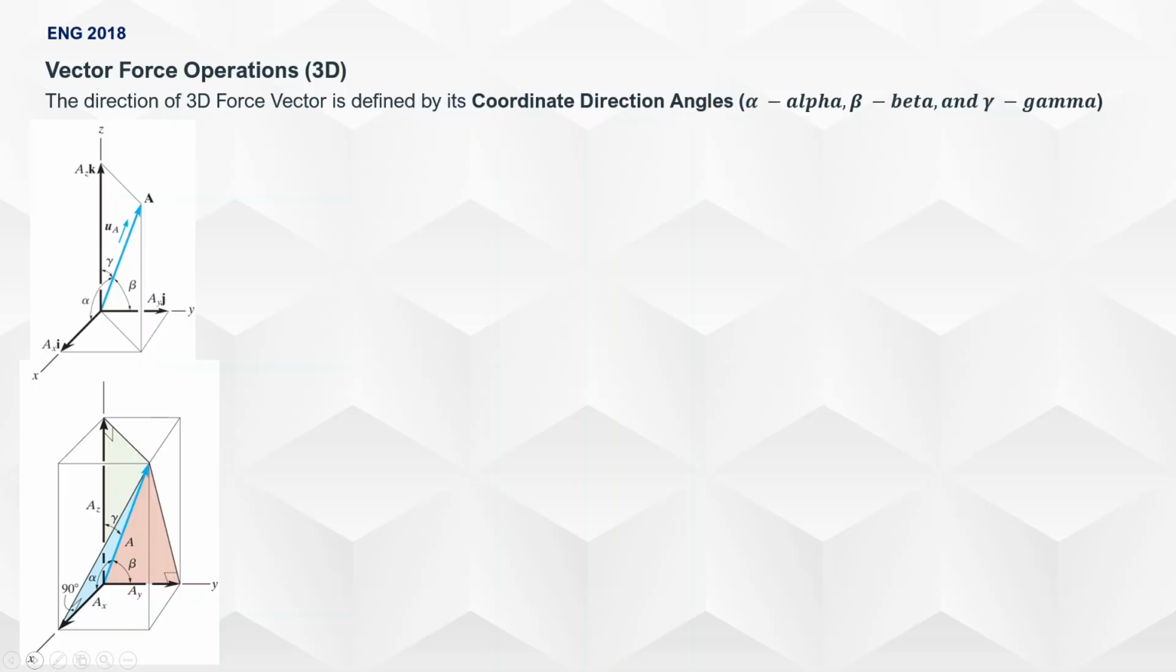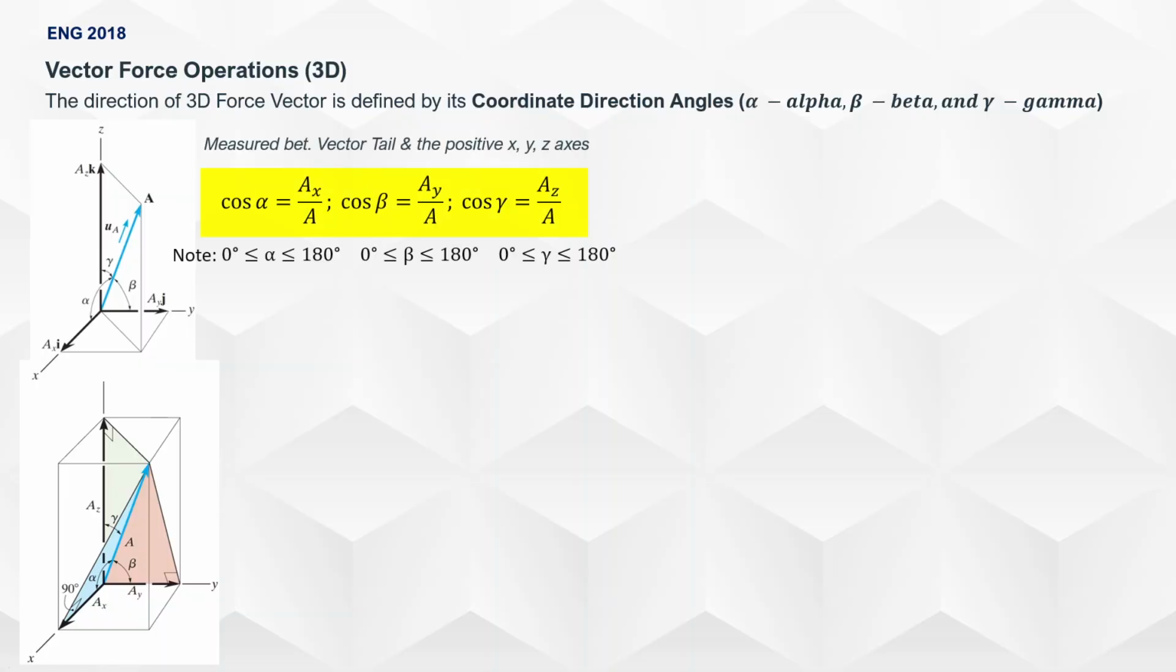And so, they're measured between the vector tail and the positive x-axis. So, vector na tama na. So, for vector A, kunwari alpha, tatawid siya dito, all the way dun sa positive x-axis na yan. Beta naman, dito, dun sa positive y-axis. And dito naman yung gamma, all the way dun sa positive z-axis niya.